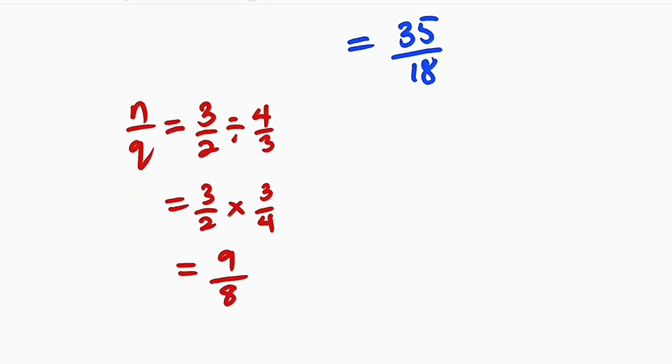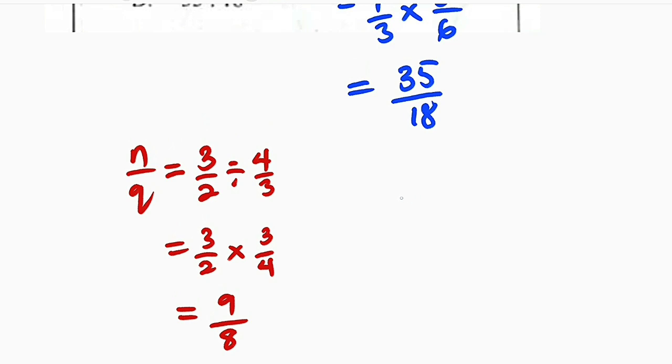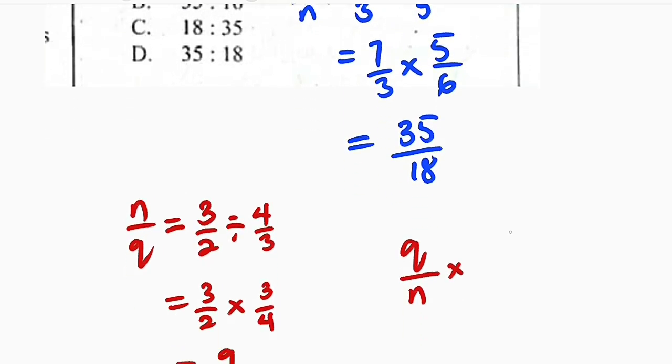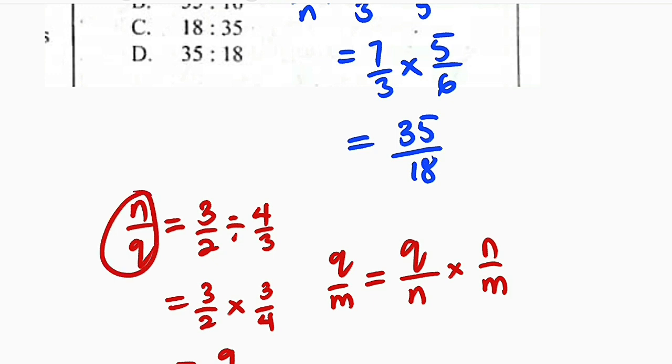Q to m can be obtained by taking q divided by n, then you multiply it by n divided by m. This will give us what? Q divided by m, which is what? Q to m, because n will cancel n, right? But what are these? We have n divided by q, but this is q divided by n.